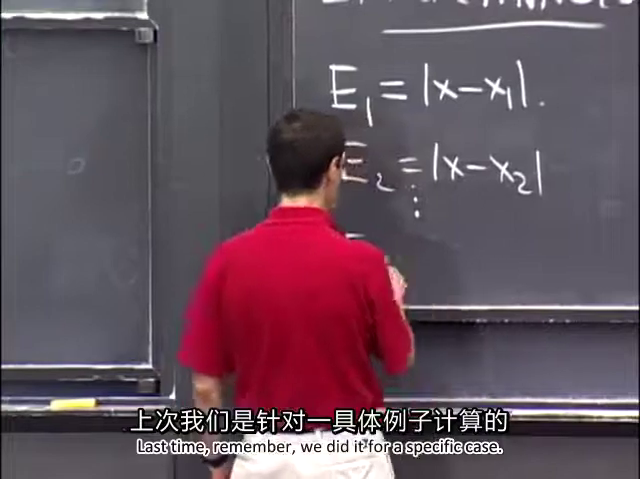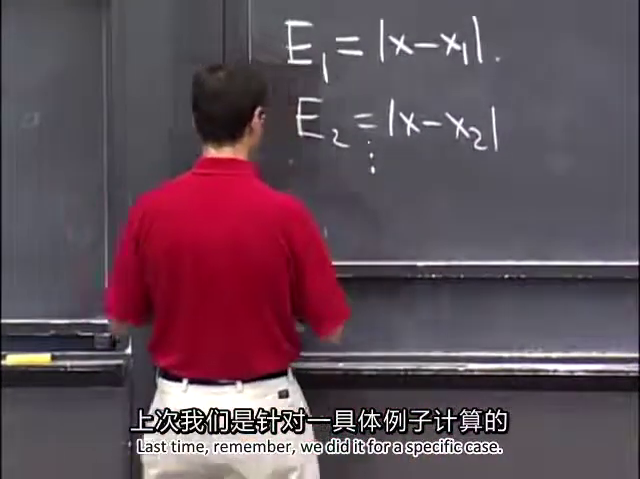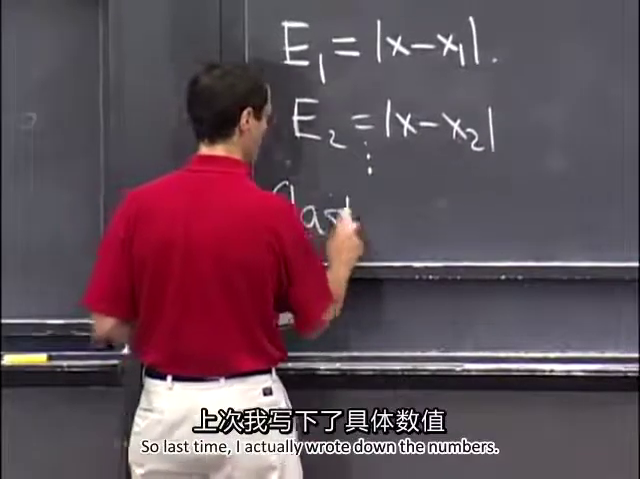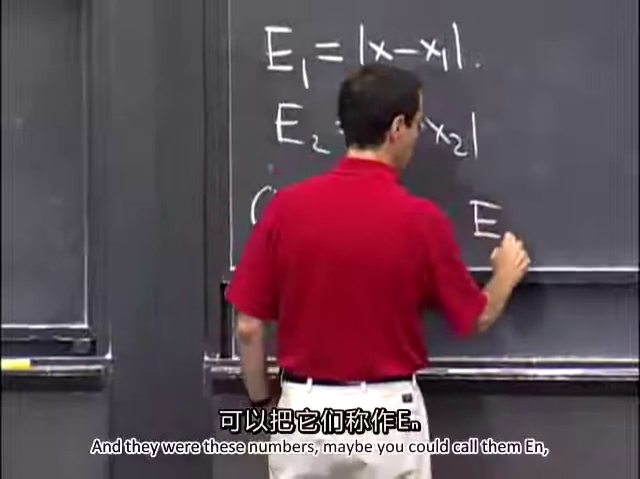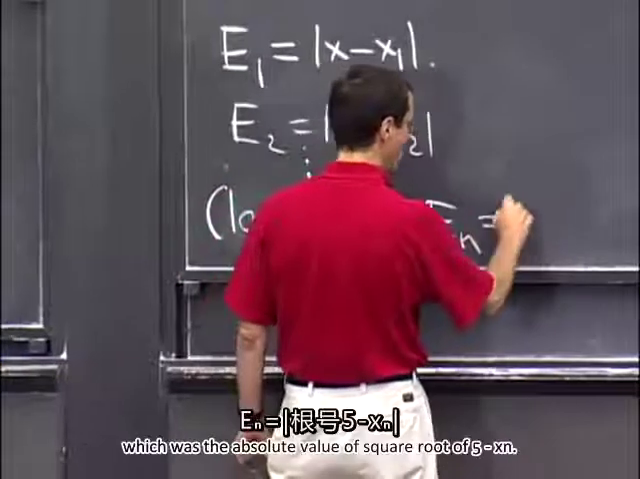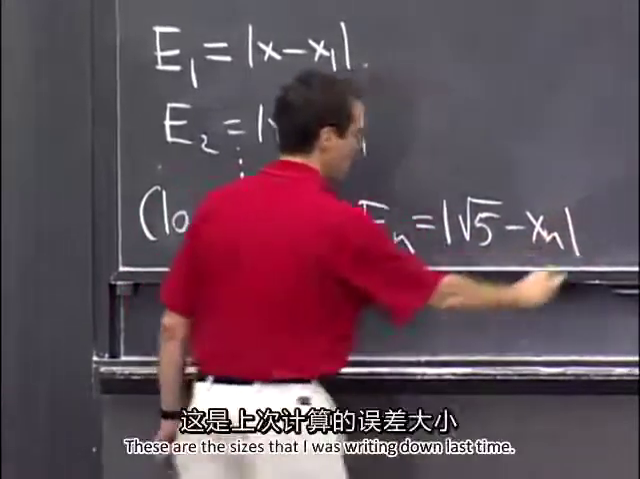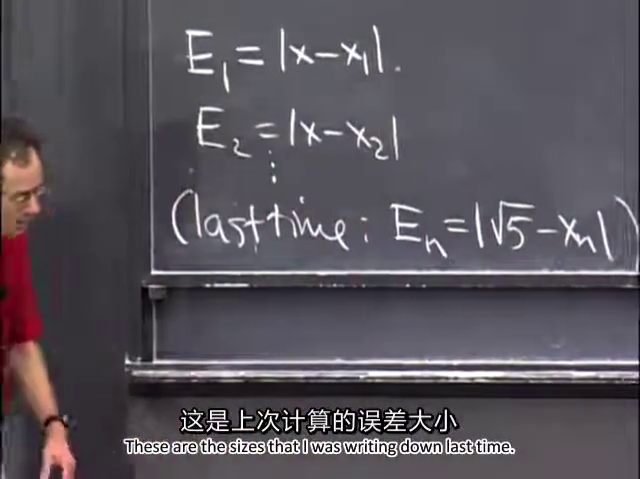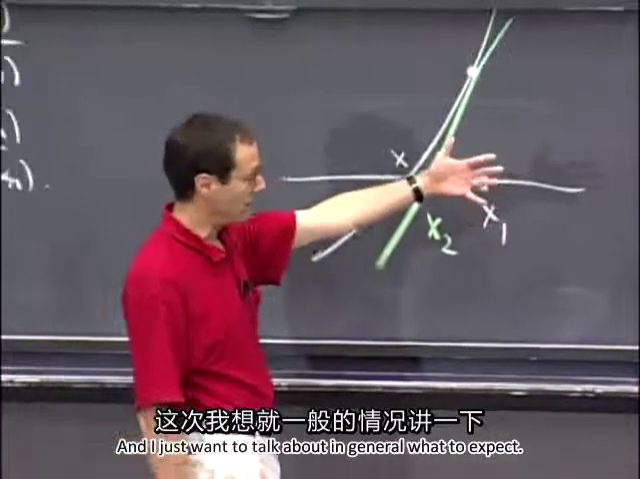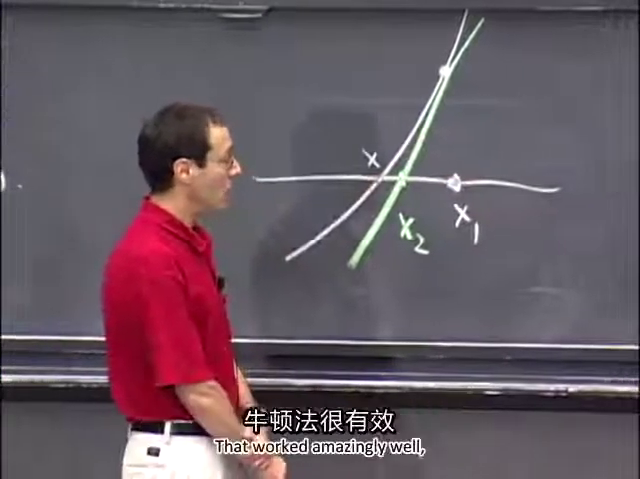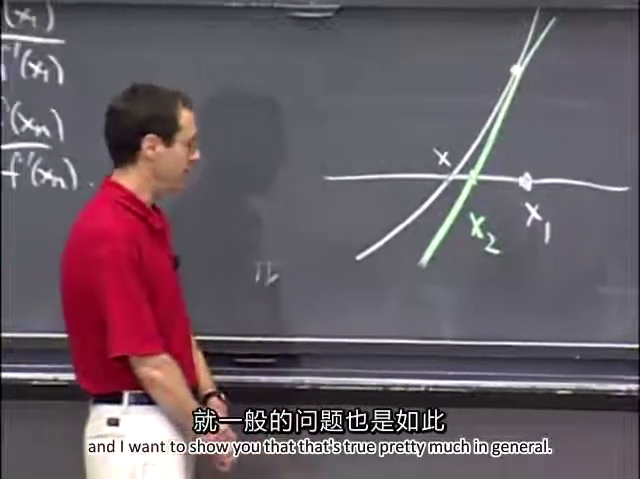Last time, remember, we did it for a specific case. So last time, I actually wrote down the numbers. And they were these numbers, maybe you could call them En, which was the absolute value of square root of 5 minus xn. These were the sizes that I was writing down last time. And I just want to talk about, in general, what to expect. That worked amazingly well, and I want to show you that that's true pretty much in general.